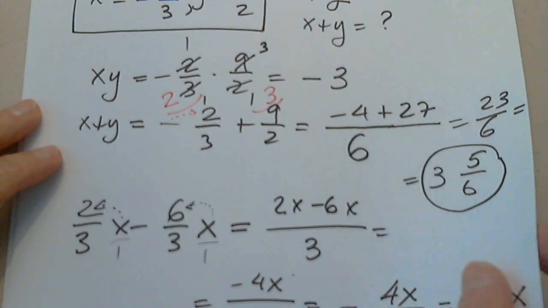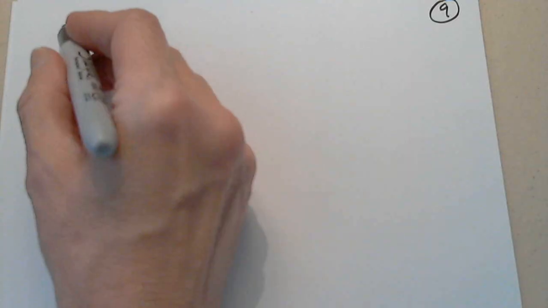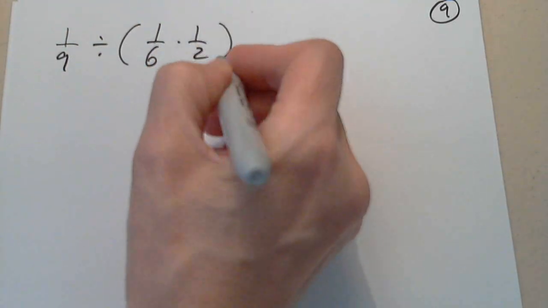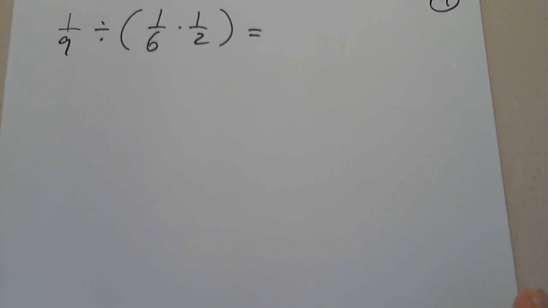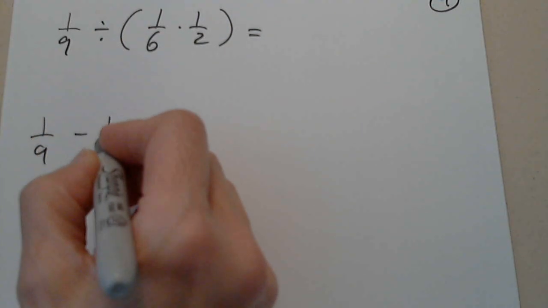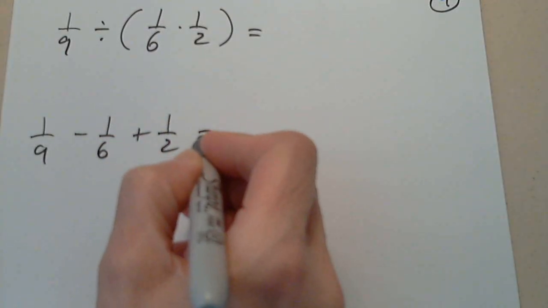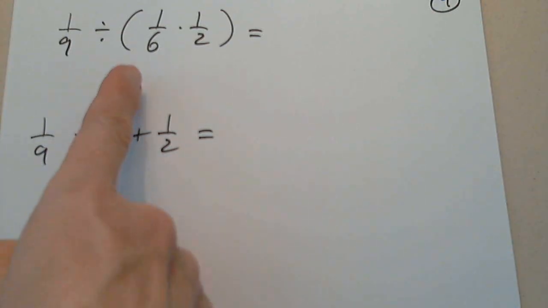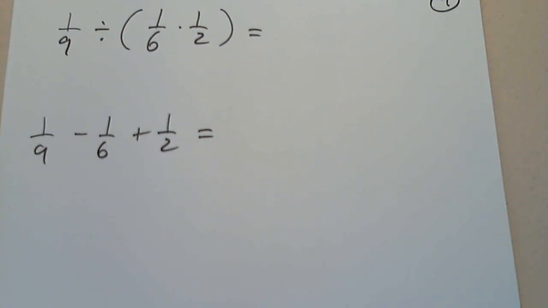Okay, more operations with fractions. Okay, so let's say 1 over 9 divided by 1 over 6 times 1 over 2. So let's work on this for a moment. And then on 1 over 9 minus 1 over 6 plus 1/2. The first one first. 1 minute.